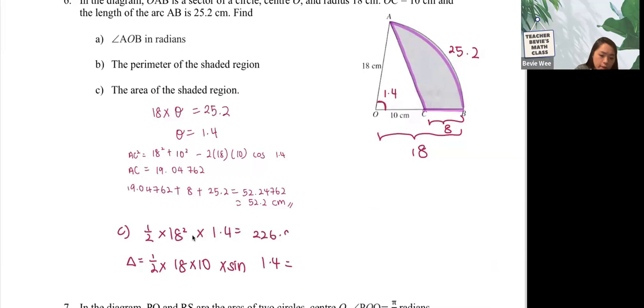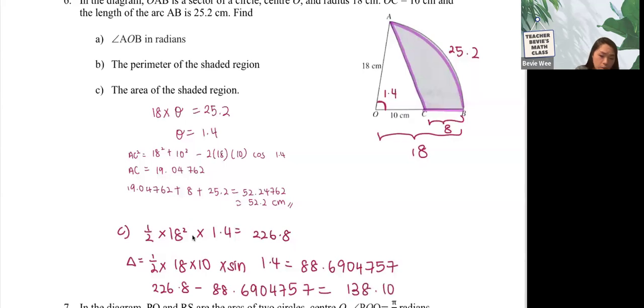This is 226.8. Area of my triangle is half AB sine C. You see, the formula is all the same one. Then this gives me 88.690477. Area of the whole pizza minus away area of your triangle, I get 138.10952, which I round off to 138 cm squared. That's all.